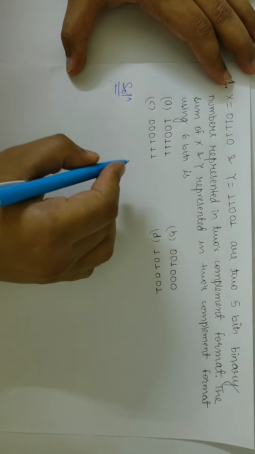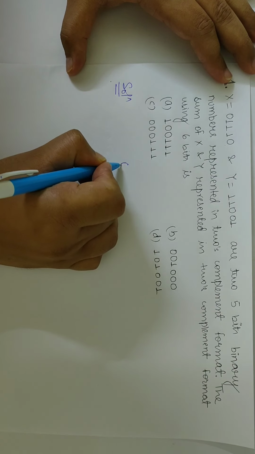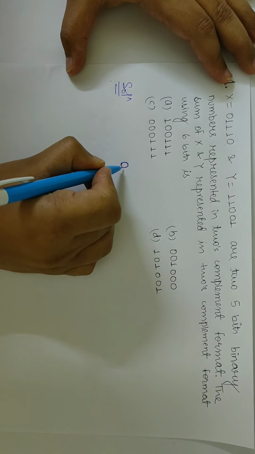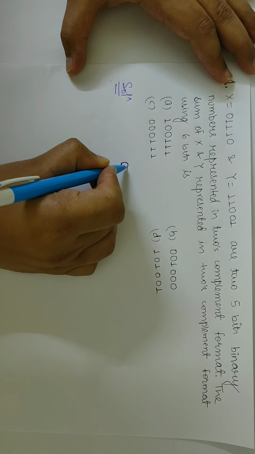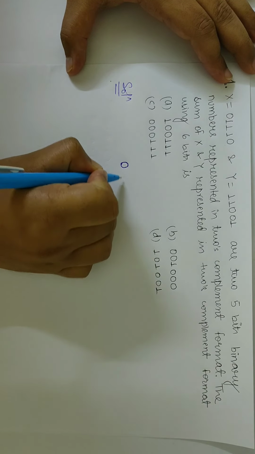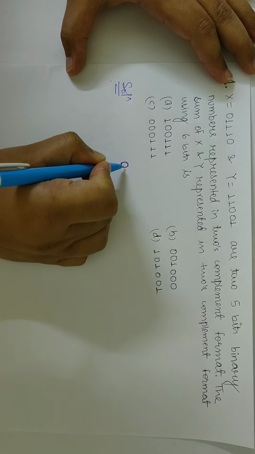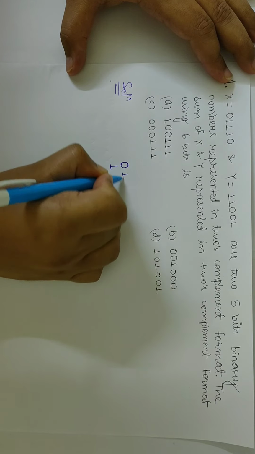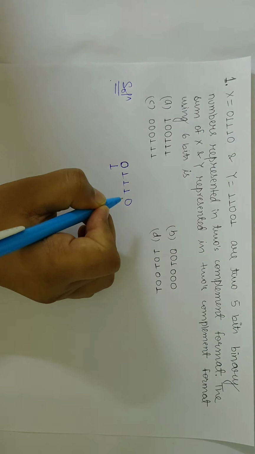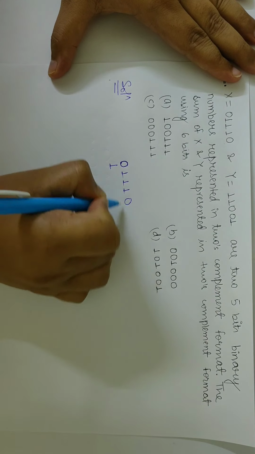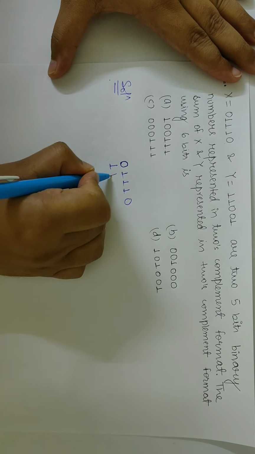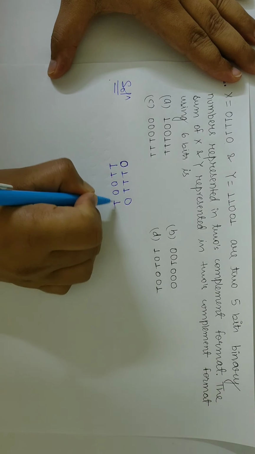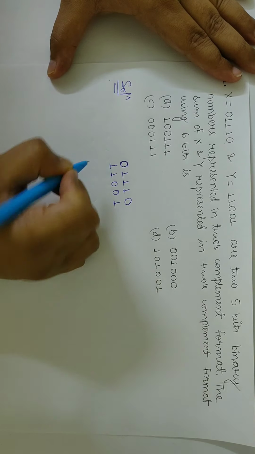In 2's complement representation, we use the first bit, also called the most significant bit, as the sign bit. If it is 0, that means the number is a positive number. If it is 1, that means the number is a negative number. Suppose I write it as 0, 1, 1, 0. That means this number is positive. If I write it as 1, 1, 0, 0, 1, the MSB is 1, so this number is a negative number.